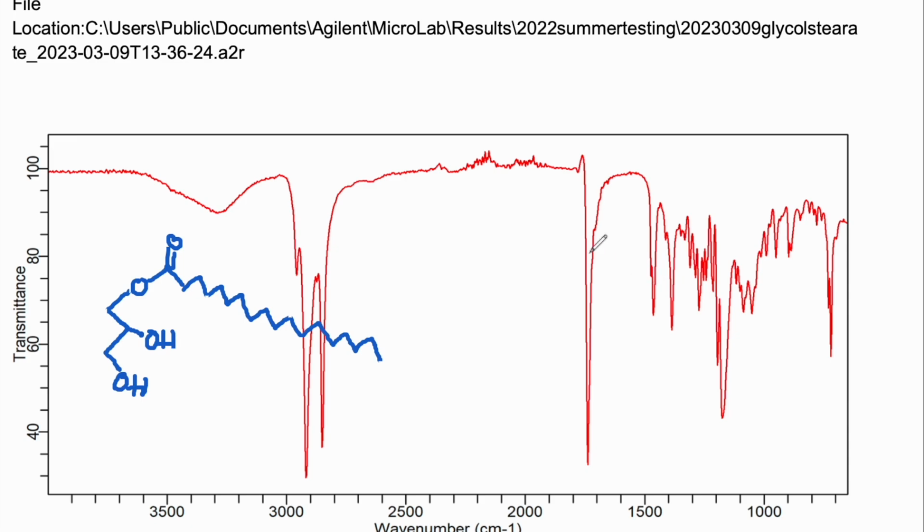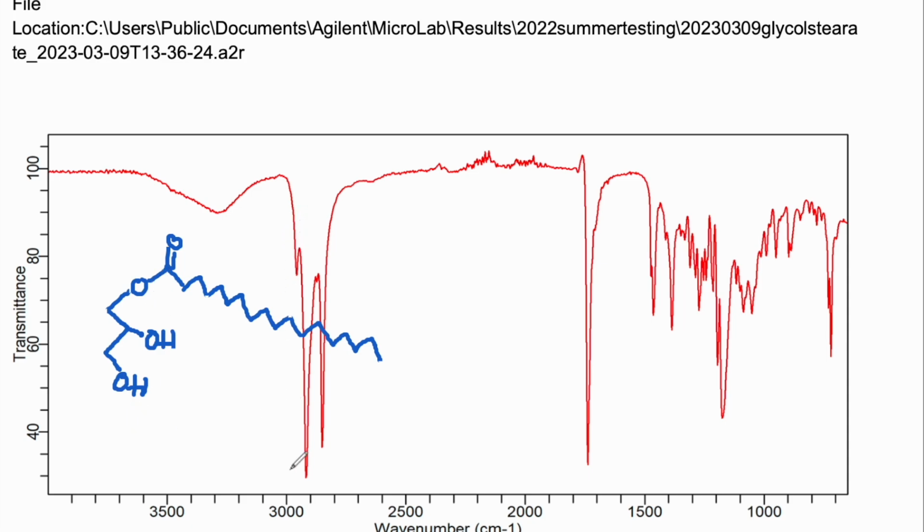This particular IR is an IR of glycol stearate. We had a sample of that. I've drawn it on the screen as well. So this is an ester of stearic acid, so an 18 carbon fatty acid, but instead of a methyl ester, this is an ester using the alcohol of glycerol. So this is a monoglyceride rather than a triglyceride. We don't have three esters here. We just have one ester on glycerol with a fatty acid.